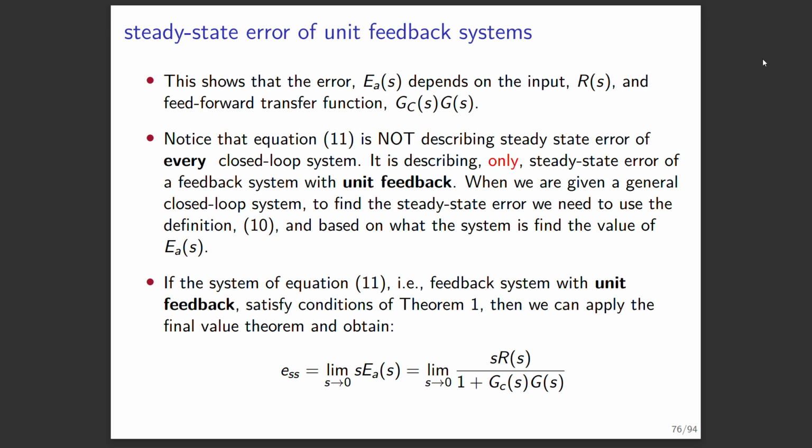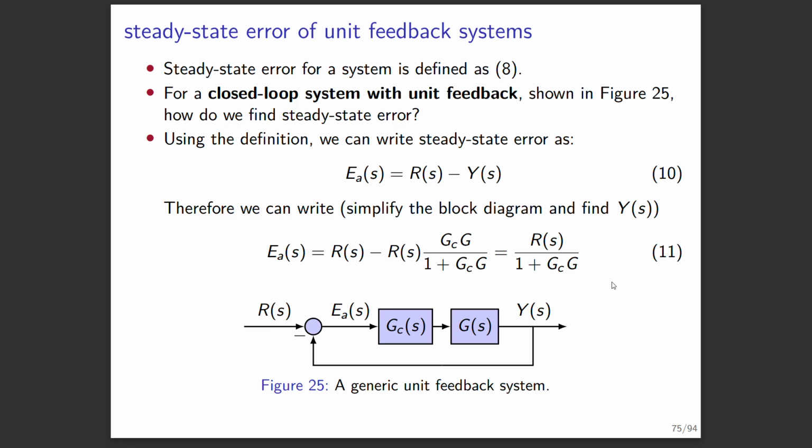Okay, previously we talked about steady-state error for unit feedback systems, and we found out equation 11. We mentioned that what this means is that the error depends on the input and the transfer function of your system. Notice that this is not the equation for every feedback system. This is only when you have this specific design, a unit feedback, and then you have G times GC.